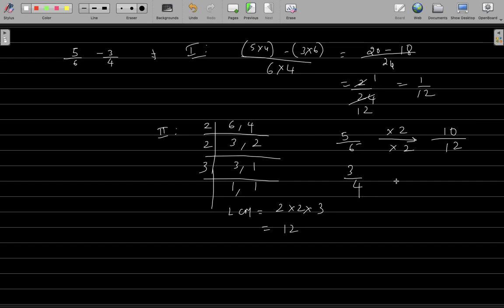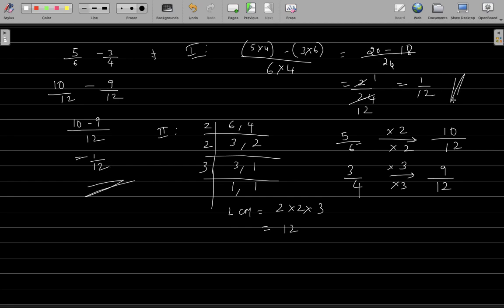Similarly, 3 by 4, I want to convert it into some equivalent fraction with 12 in the denominator. 4 times 3 will give you 12. So multiply the numerator also with 3, that will give you 9 upon 12. So now you have converted these two fractions to their equivalent fractions, 10 by 12 minus 9 by 12. Now because they are like fractions, that is the denominators are the same, keep the denominator as it is and subtract the numerators. That should give you 1 by 12, which is the same answer as you got here in both the cases, right? So it is quite simple.